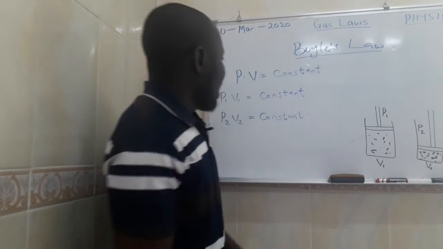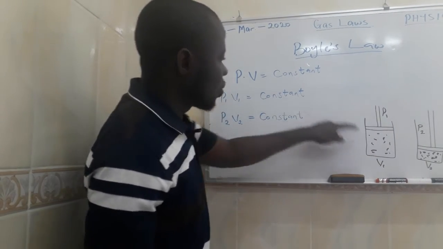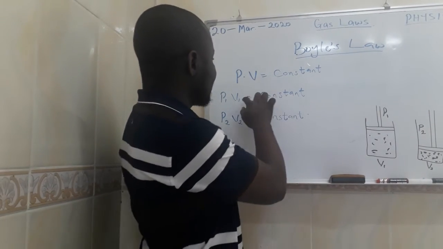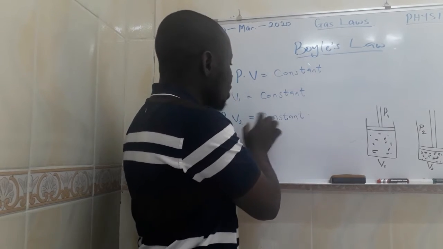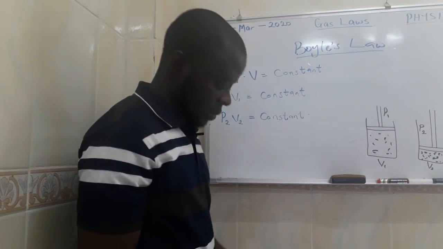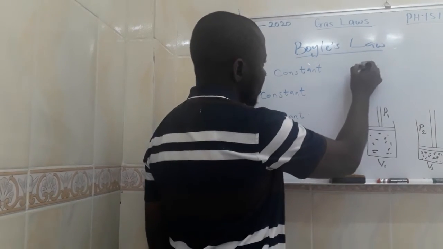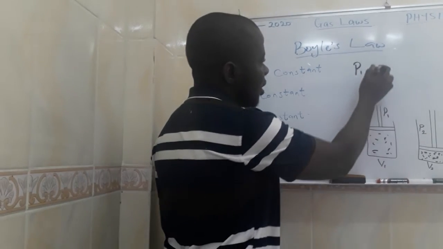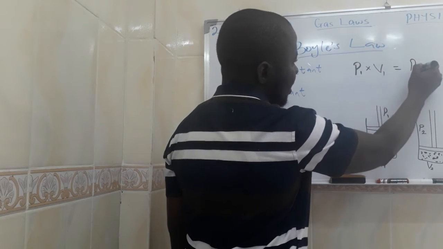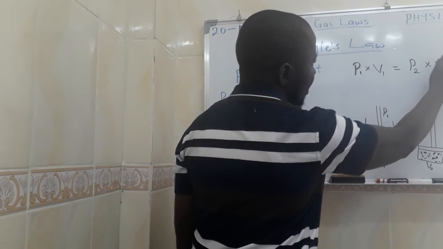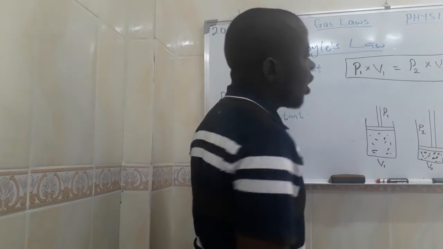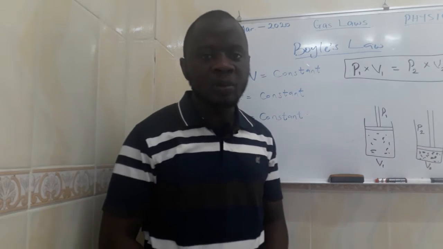Alright, now I have these two relationships. This is for the first one and this is for the second one. Alright, what can I do next? I can see that this is equal to a constant and this is also equal to a constant. When this happens, it means this and this are the same. So I can write that my P1, that's the first pressure, multiplied by the first volume, is the same thing as the second pressure multiplied by the second volume. And this is the relationship we shall use to solve equations or questions about Boyle's law.